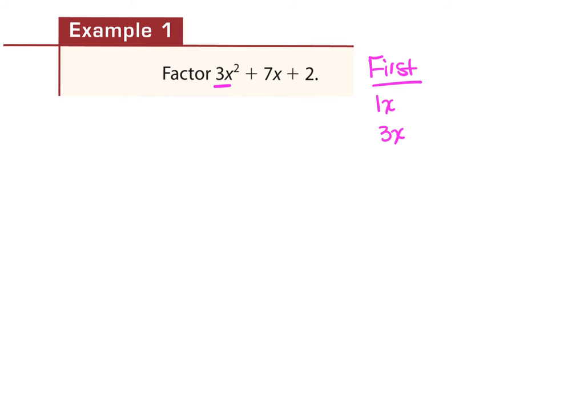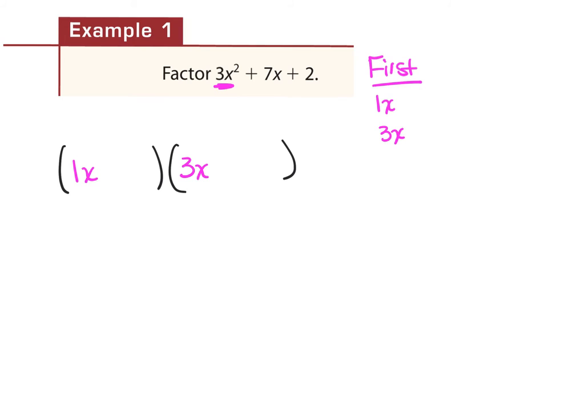Does everybody agree those have to be my first terms? This is my only option here, okay? My only option for a prime number is just the 1 and the number. So I know that my first terms have to be 1x and 3x. That's the only way to create 3x squared, right? Absolutely the only way to create 3x squared.